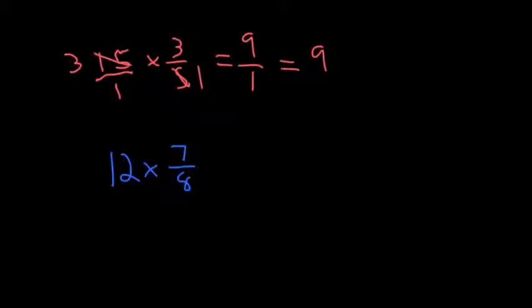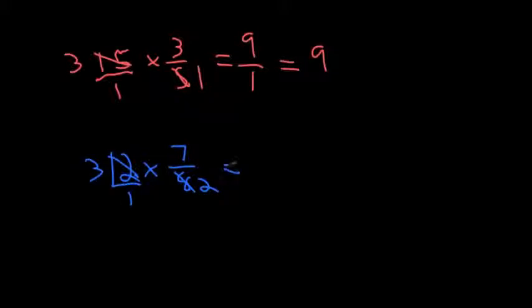So again, I got 12 times 7/8, sorry. So I put 12/1. So now I have 12/1 times 7/8. Again, I can reduce before I multiply. I can reduce 8 and 12. Both of those, you can divide them by 4. So 4 goes into 8 twice, and 4 goes into 12 3 times.